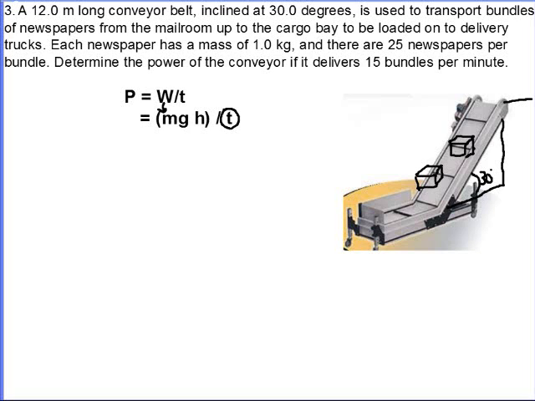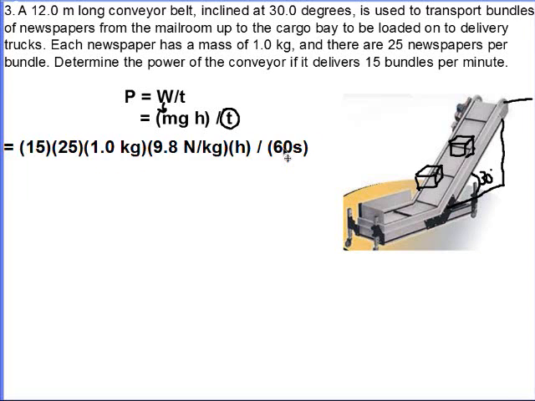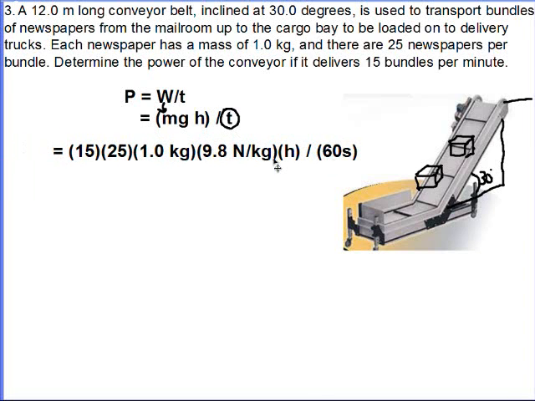Now when I go through and look at the total of all of the newspapers lifted up in that minute, I see I've got 15 bundles, and there's 25 newspapers per bundle, 1 kilogram for each newspaper. So when I multiply all these together, I get the total mass of newspapers that's lifted. I multiply that by 9.8 newtons per kilogram to get the weight. So this right here, mg, is really all of this.